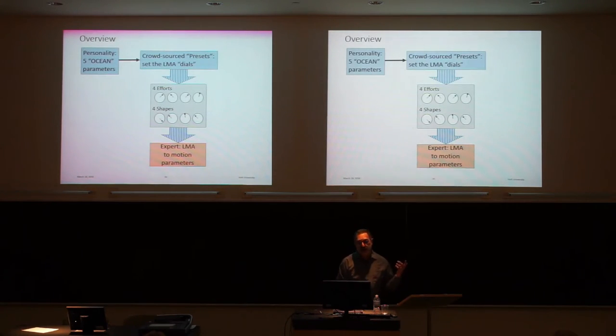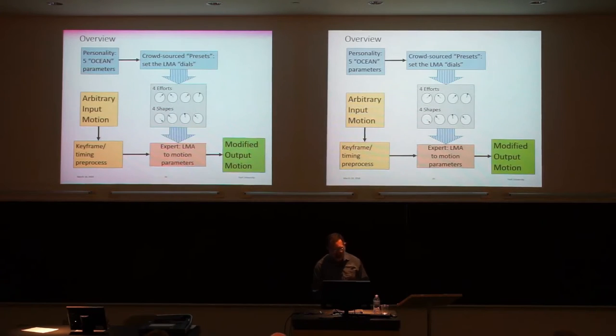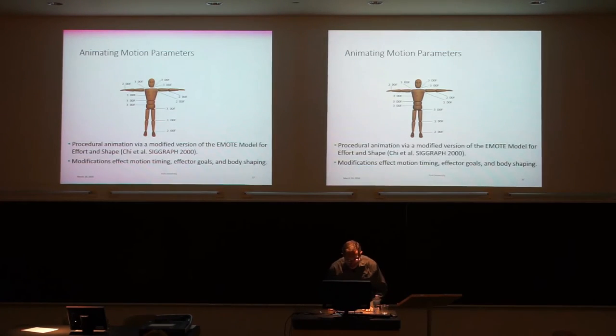Then we go to Mechanical Turk and ask people, for some personality type, which one looks the most like these LMA drives? So we ask them comparative questions, and we build a mapping there from a personality type to an LMA preset. Now we can take an arbitrary motion, do a little pre-processing, not much, like keyframes, and we can pass it through the LMA motion parameters to modify the output. And that can happen in real time.